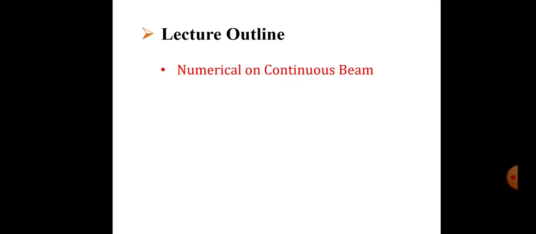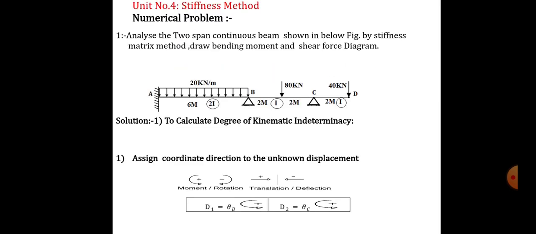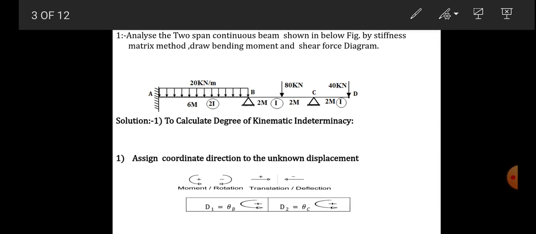Problem statement as follows. Analyze the two span continuous beam shown in the figure below by stiffness method. Draw the bending moment diagram and shear force diagram. In the given figure, span AB is loaded with a UDL of 20 kN per meter. Span of AB is 6 meter. Moment of inertia is 2I. Span BC is loaded with an 80 kN point load at a distance of 2 meter from B and C.